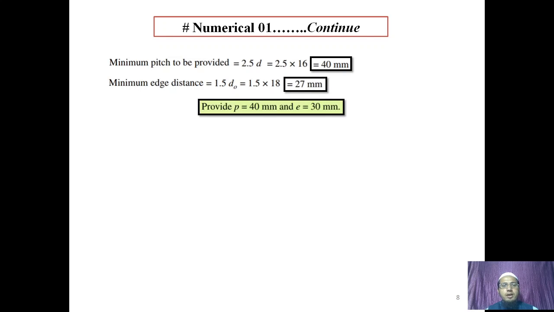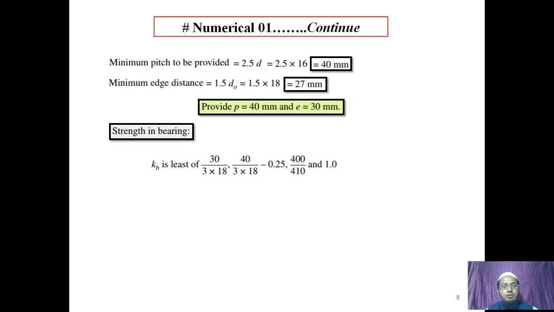Let's round up these values. Provide pitch as 40 mm and edge as 30 mm. Now, the strength calculation in bearing you have already calculated in the previous session. We know how to calculate it.